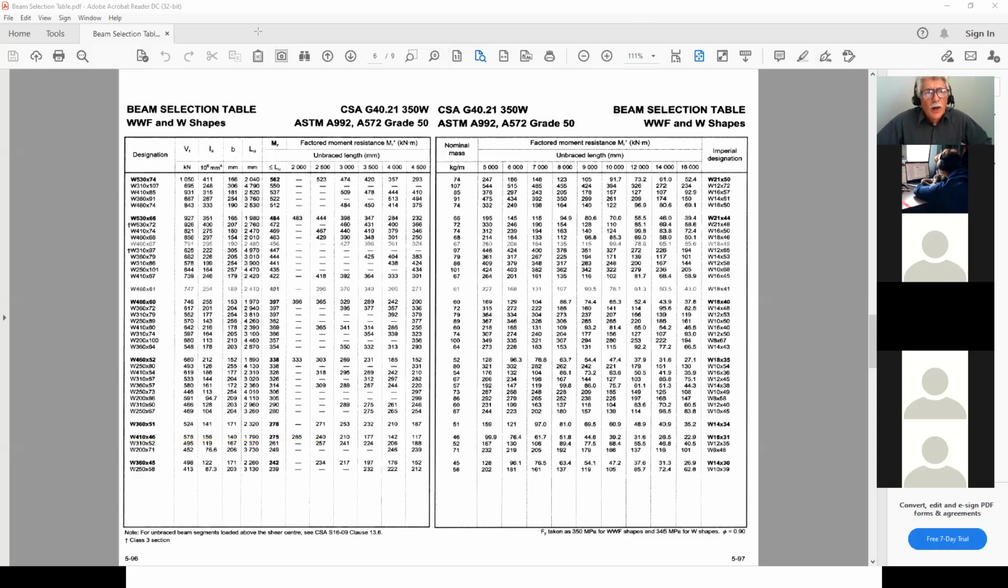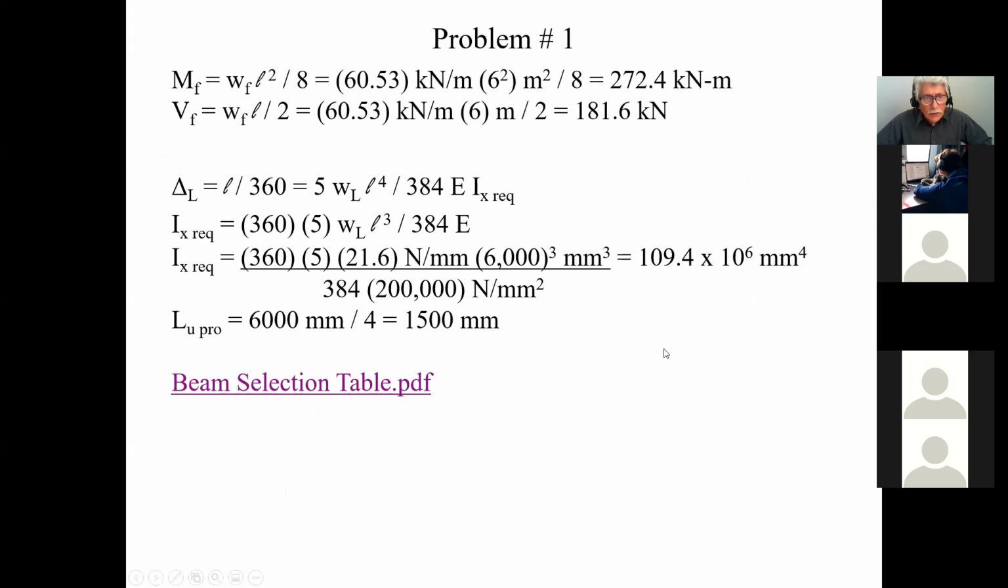I don't know if you guys got the same answer, and I think that's what I chose. I'm not sure. I'm going to go back and check what I took. Yeah, I took the W410 by 46, in other words, 46 kilograms per meter. It's got a nominal depth of about 16 inches. It's a fair amount, a nice size beam, okay?